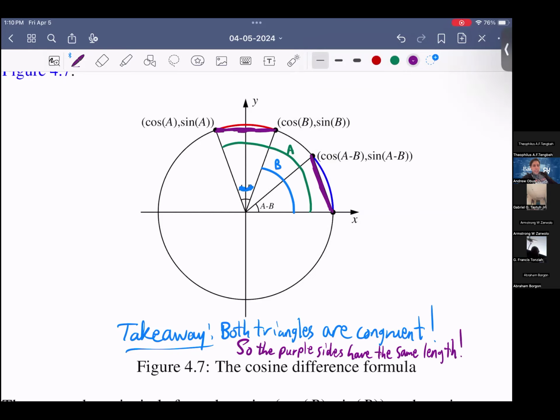And we're going to use this identity with the purple sides in order to prove this identity. Because what we're going to see is that the length of this side is going to involve cosine of A minus B, and the length of the other sides is going to involve some cosines and some sines. But since we know that these two sides have to have the same length, we'll be able to get an identity of one in terms of the other. Okay? All right. Any questions there?